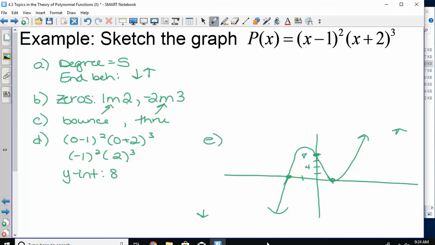Okay. Any questions there? So if it doesn't have a multiplicity, it's automatically discussed. Yeah. If we don't write a multiplicity, it's just like a multiplicity of 1, since 1 is odd, it goes through. Okay, let's try some more.